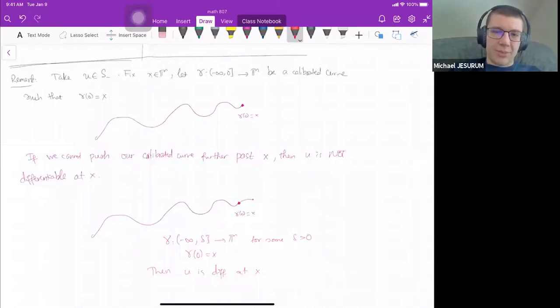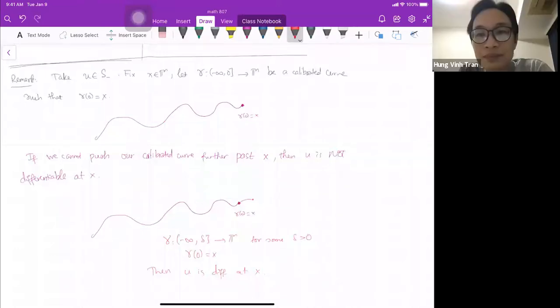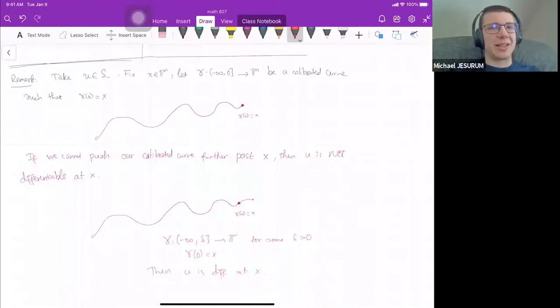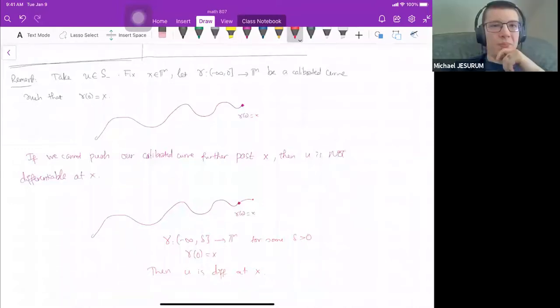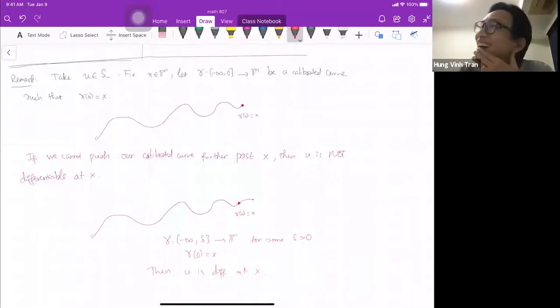So this thing that's up on screen right now: if we can extend the curve a little bit past x, then u is differentiable. Can we do a converse to that? If u is differentiable, then we can extend the curve. Yes, but that's going to require a bit more. For now, let's be speculative, okay?